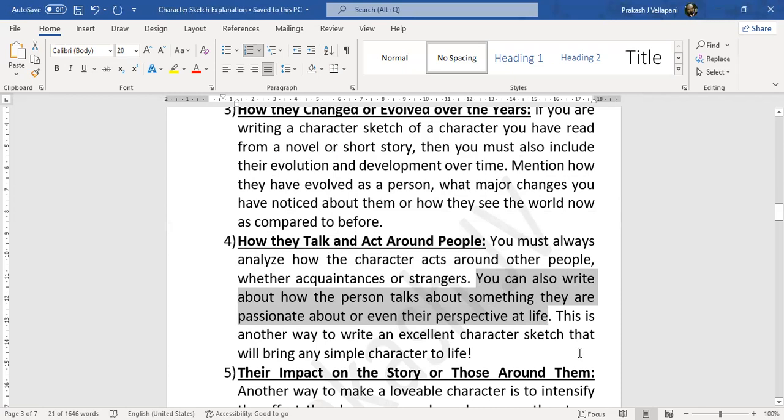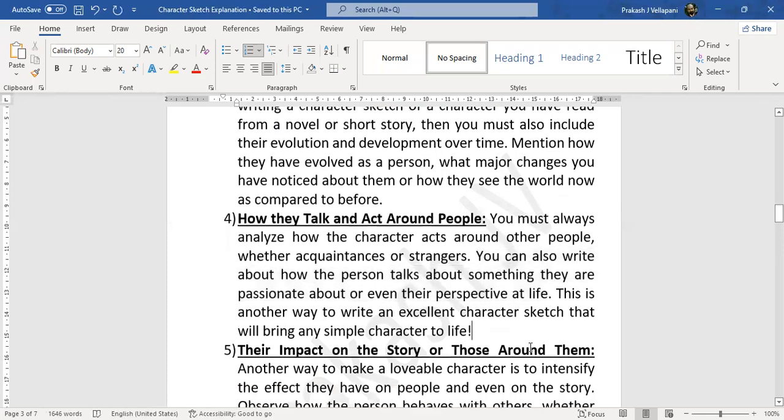So, the next thing that you need to keep in mind is how your character reacts, or how your character behaves, when they are amongst people, whether they are people who are known to them, just acquaintances, or total strangers. How does the character react to each and every individual that is around them? This is another aspect that needs to be included in your character sketch, which will ensure that your character sketch comes to life.